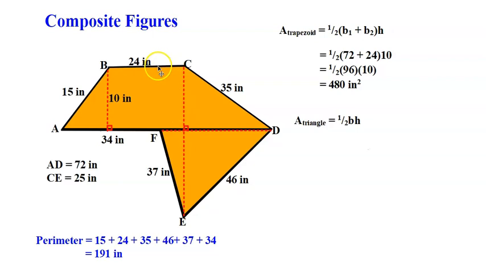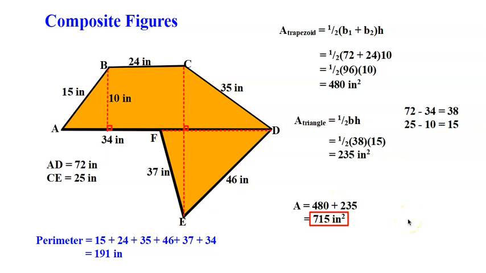This here is also 10 because this is a trapezoid and the height of the trapezoid is 10. So this is going to be whatever's left over. So the base, 72 minus 34, is 38. The height, 25 minus 10, is 15. So we just plug those in, stick it in our calculator, multiply it out, and we get 235 square inches. So I take the area of the trapezoid plus the area of the triangle, add them up, and the area of this whole composite figure is 715 square inches.